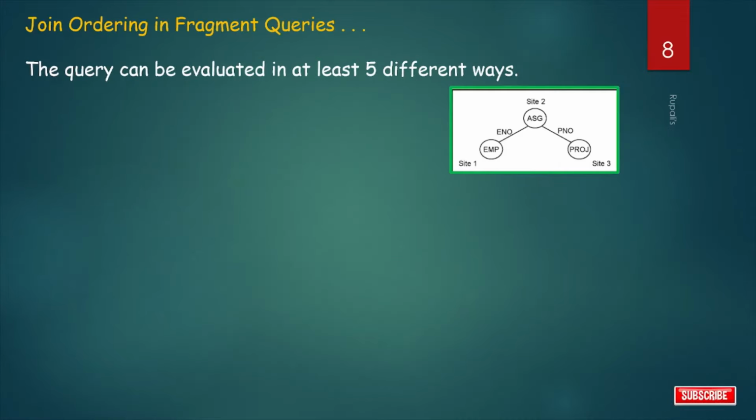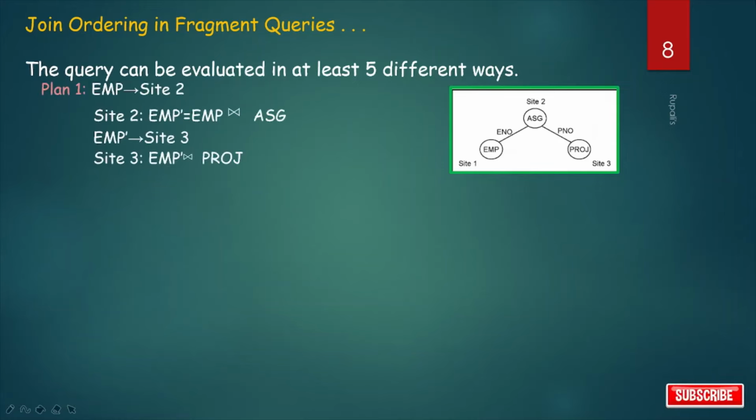Join ordering in fragment queries. The query can be evaluated in at least 5 different ways. Plan 1. Send the EMP table to site 2. In site 2, do the natural join operation EMP natural join ASC. Say the resultant table is EMP dash.